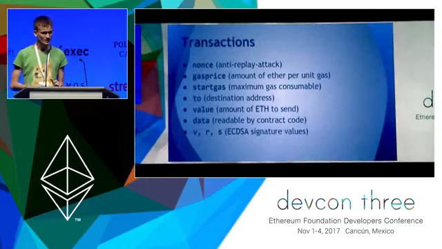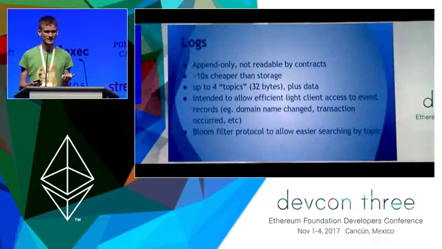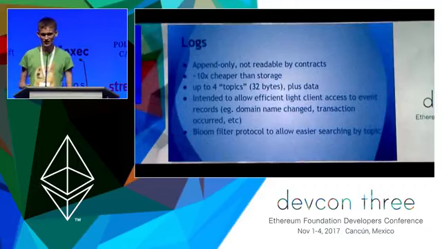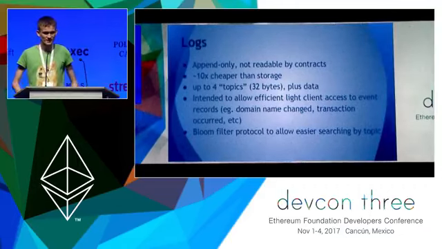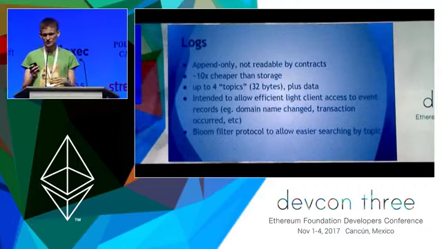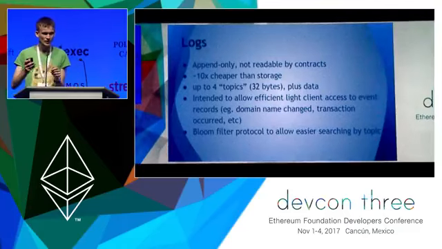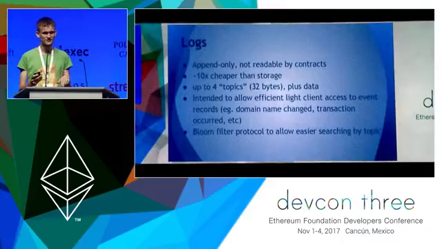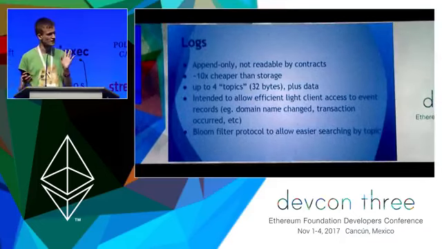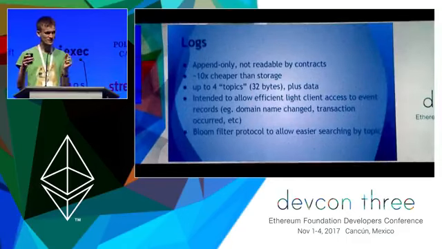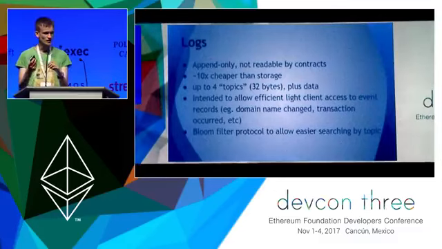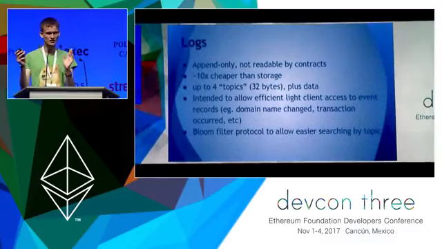So logs are this kind of append-only form of storage which is not readable by contracts. And the point of logs is basically to say, here is an event that occurred during contract execution, and we want it to be very easy for people to search for these events and to detect that these events have taken place. So a log has up to 4 topics, and there's a Bloom filter so you can search for topics very easily, and it also allows you to store any amount of data.